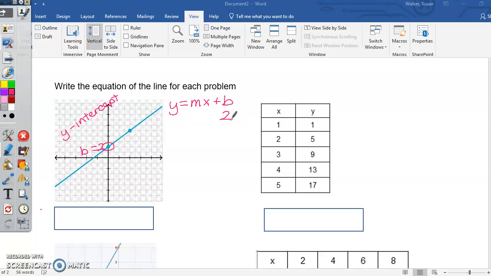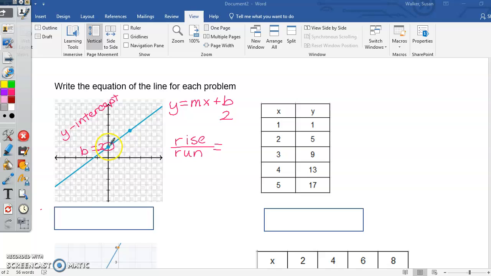Now, if you remember, we have to find m. M is the constant rate of change. On a graph, we like to call it our slope. So m is the constant rate of change or the slope. Remember, we usually do delta y over delta x, but in this case, we're going to do rise over run. If you want to make a table of these 2 points, you can do it that way and still find the constant rate of change, but we're going to do rise over run.